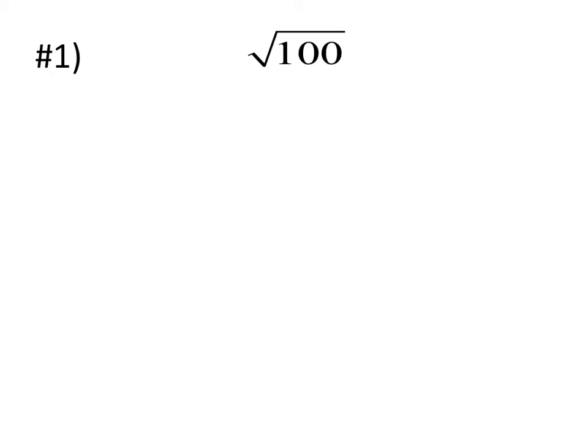Okay, so the first thing is square root of 100. Remember, square root means what times itself gives you that number. So what times itself gives you 100? 10.